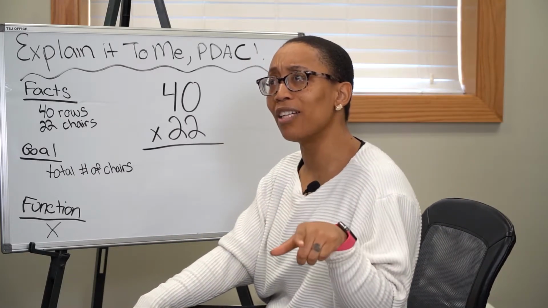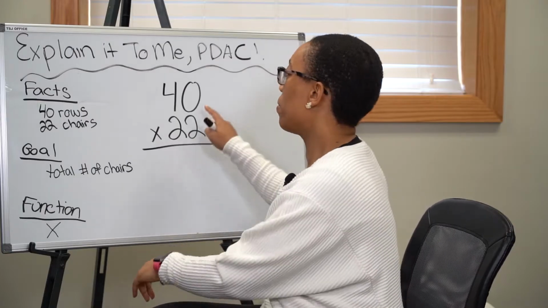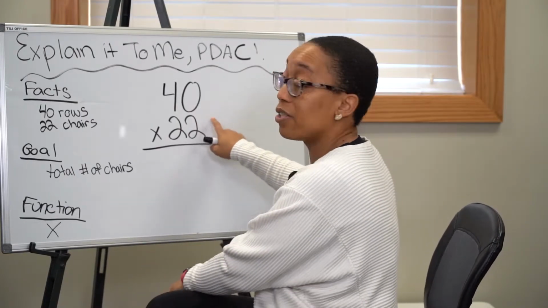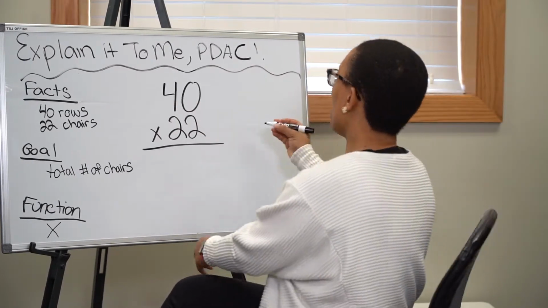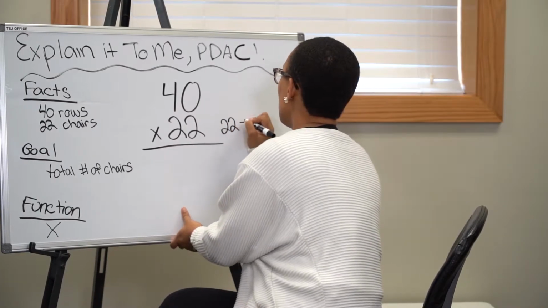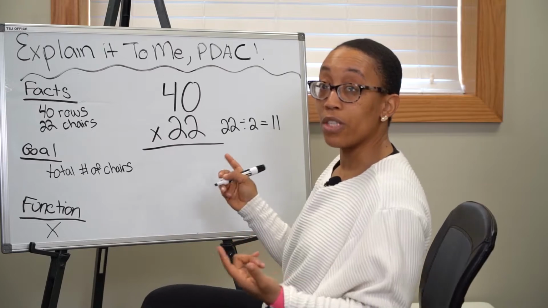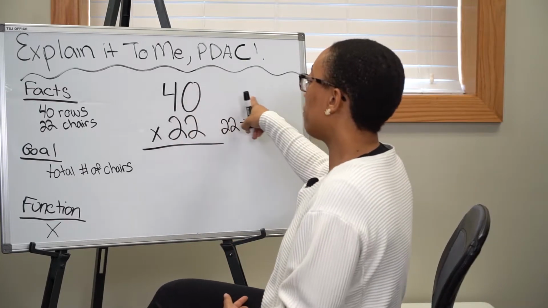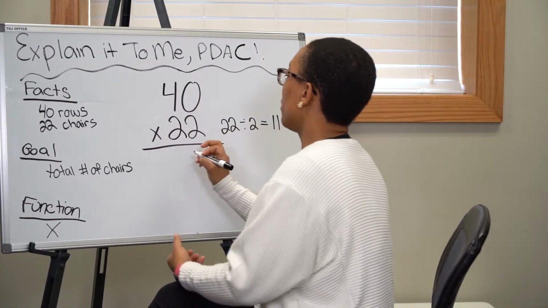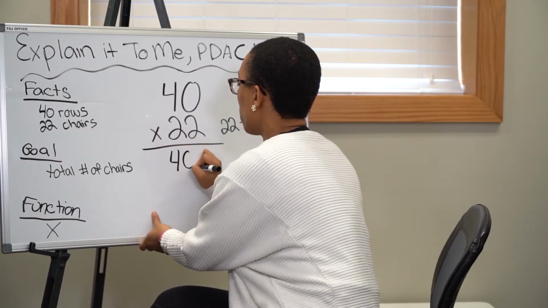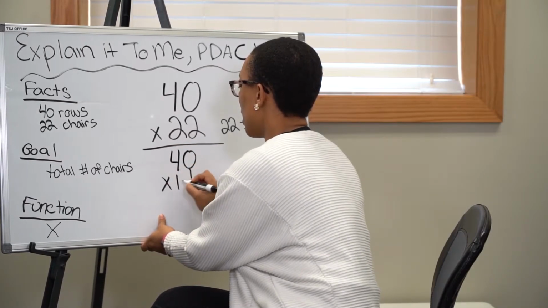So the halving doubling method is you usually take the smallest number or whichever number or the smallest of the even numbers and divide it by 2. So in this case, we have 40 and 22, so the smaller number is 22. So we're going to do 22 divided by 2, and that equals 11. And then you're going to take the bigger number in that problem and multiply it by this one. So we're going to have essentially 40 times 11.